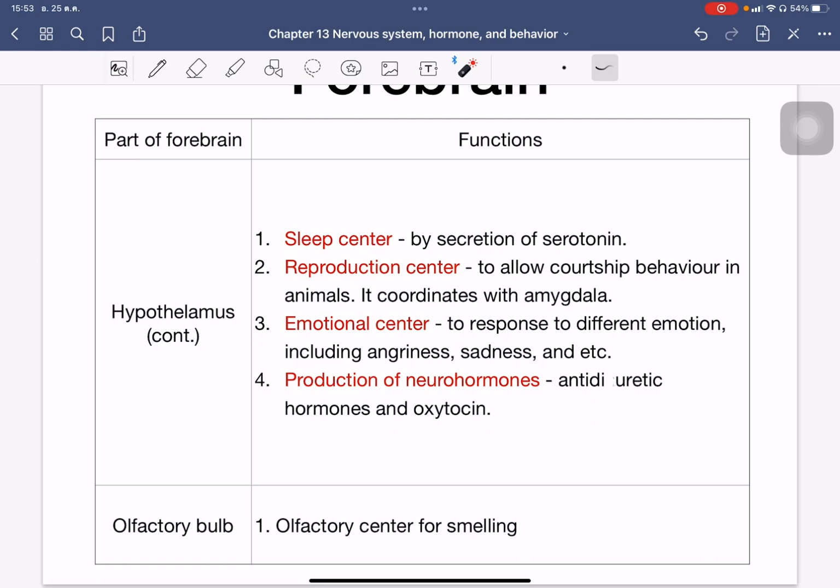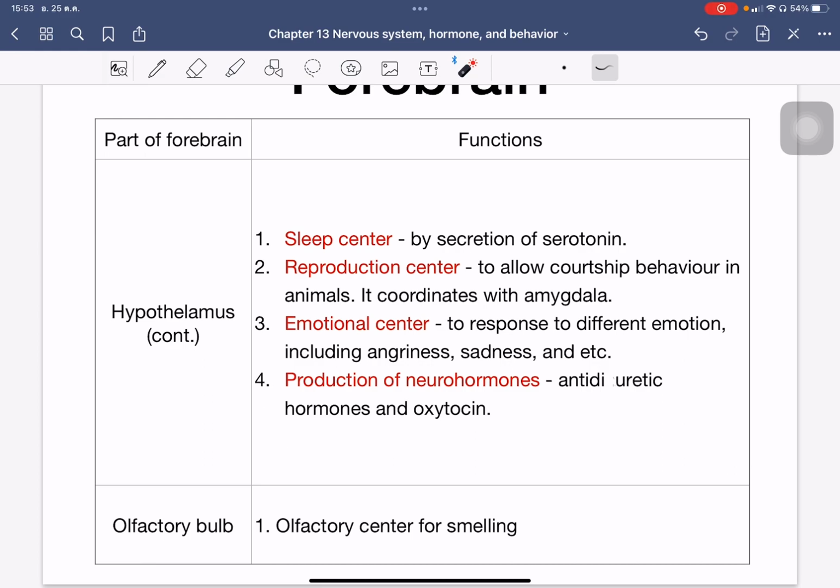And the emotional center takes control of anger and sadness. It is also the part that produces the neurohormones antidiuretic hormone and oxytocin. Antidiuretic hormone, ADH, takes control of the water levels, but oxytocin is a hormone related to the labor process, and to different functions in the emotional process.